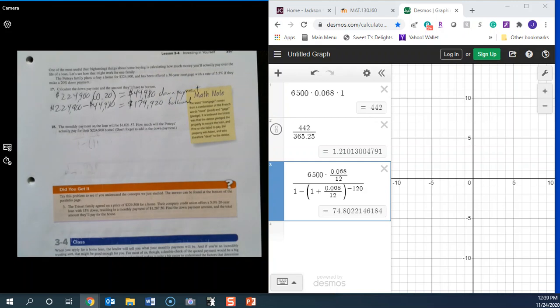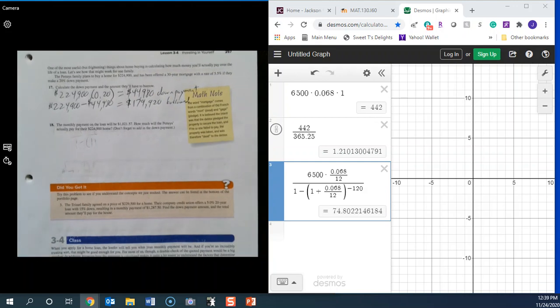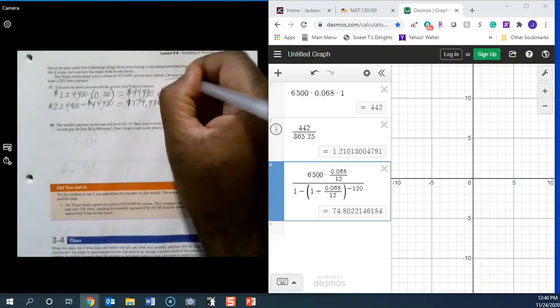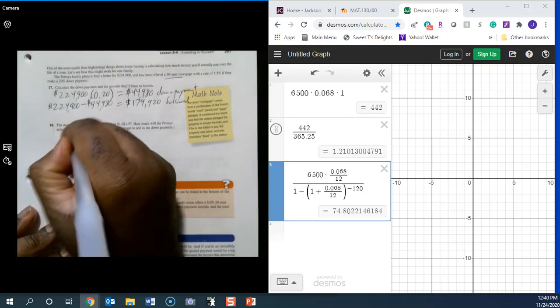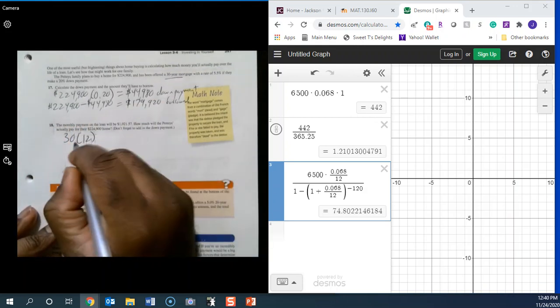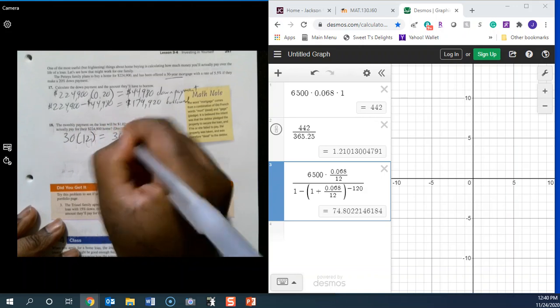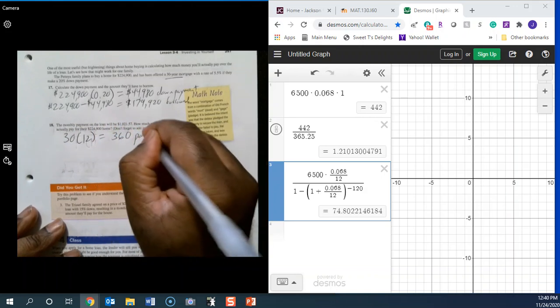Okay, number 18. It says the monthly payment on the loan will be $1,021.57. How much will the Pettys actually pay for their $224,900 home? Now we're assuming, and it says here in the directions, that it's a 30-year mortgage. So first we'll take the 30 years times 12 payments a year. So it'd be 360 payments.